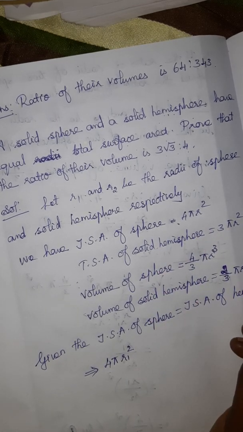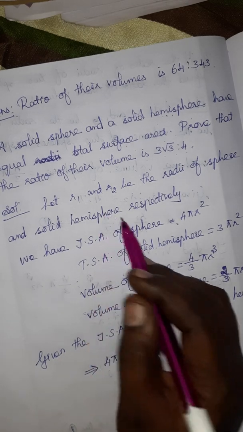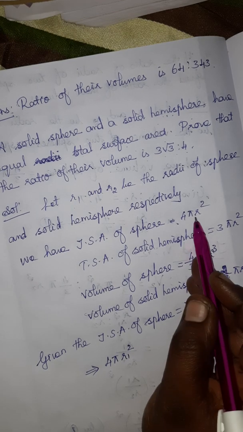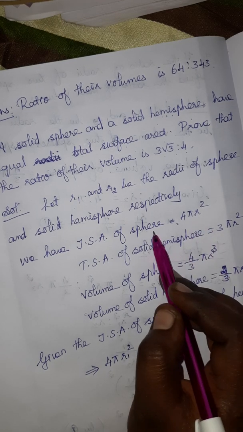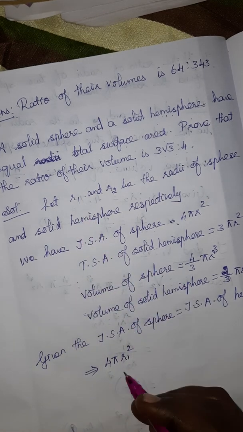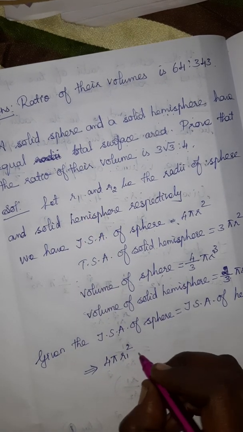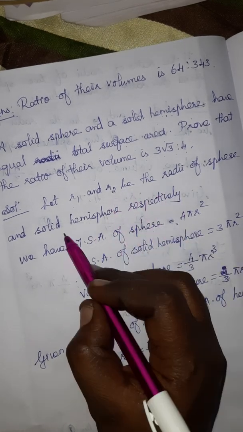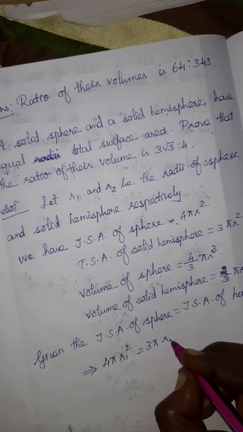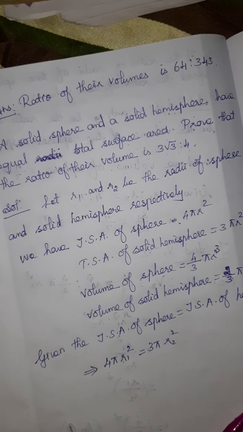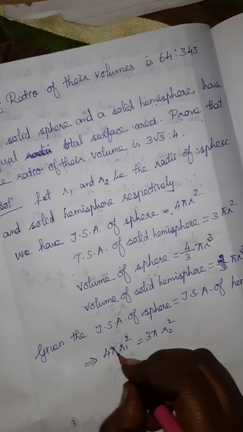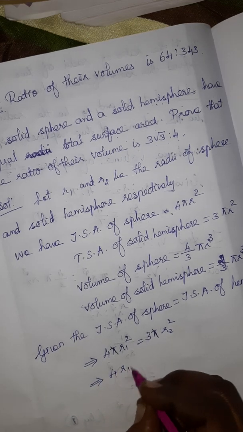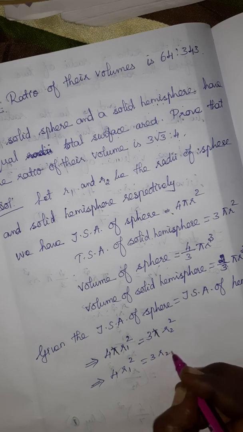In general we wrote the formulas, but now according to this situation you have to rewrite. 4 pi r square is the formula for the sphere, but we choose the radius as r1. So in this situation you write 4 pi r1 square is equal to 3 pi r2 square, since we choose r2 as the radius for the hemisphere. Which values can we cancel? Only pi you can cancel. So you will get 4 r1 square is equal to 3 r2 square.